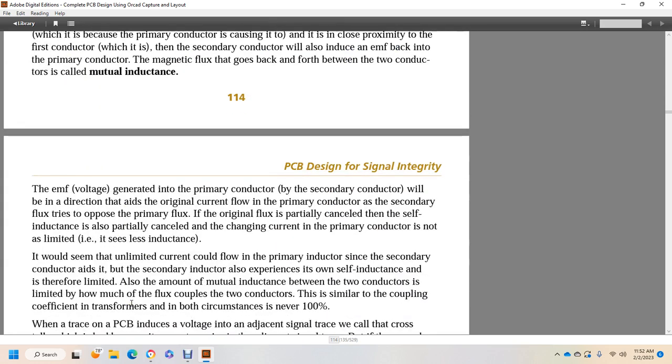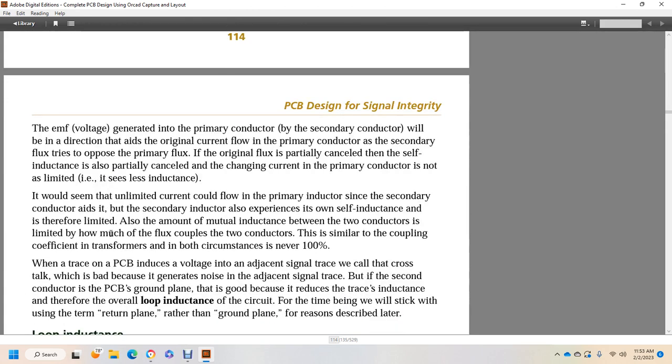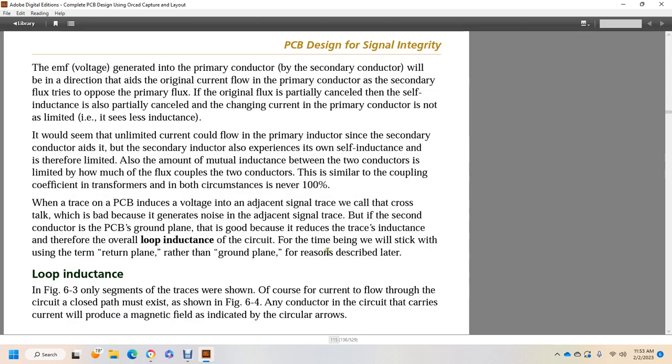The electromagnetic force generated in the primary conductor by the secondary conductor will be in the direction that aids the original current flow in the primary conductor, since the secondary conductor's flux opposes the primary flux. The original flux is partially canceled, so the change of current in the primary conductor is not as limited, as it sees less inductance. It would seem that unlimited current could flow in the primary conductor, but the secondary conductor also experiences self-inductance, and is therefore limited. The amount of mutual inductance between the two conductors is limited by how much flux couples to the two conductors, and the coupling coefficient is similar under both circumstances, never reaching 100%.